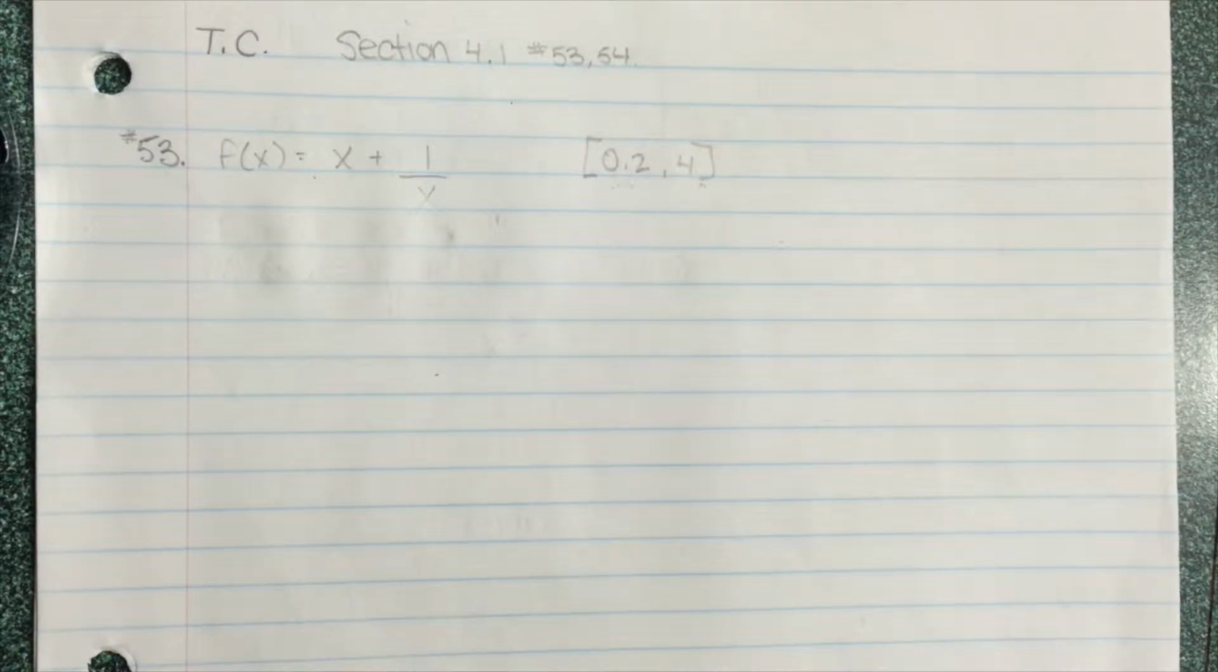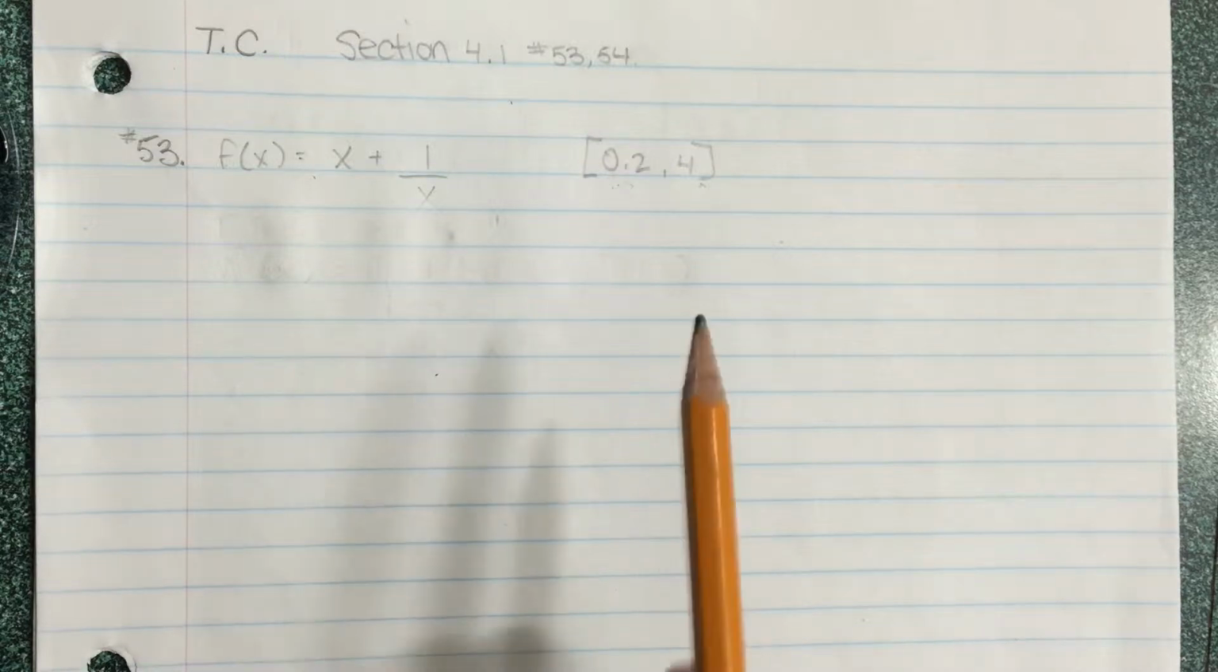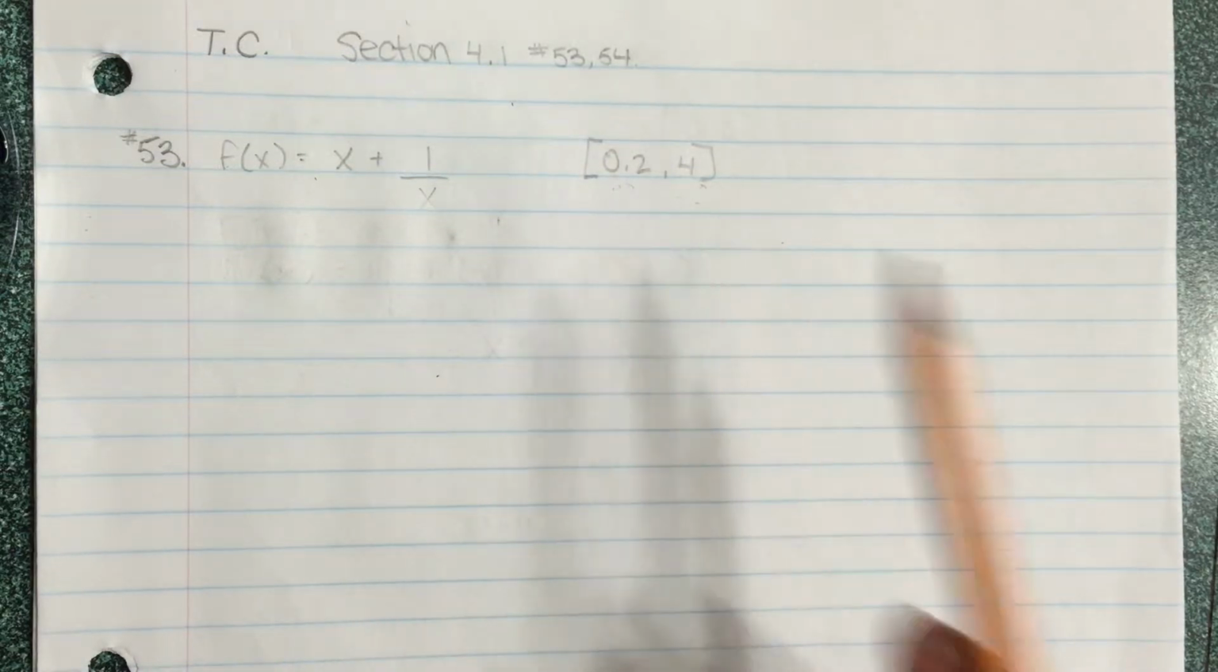Alright, so I'm going to be going through how you solve question number 53 and 54 from section 4.1. Question number 53 is asking for the absolute max and the absolute min of the function, and the function is f of x equals x plus 1 over x. It also gives you your domain here, which is 0.2 to 4.